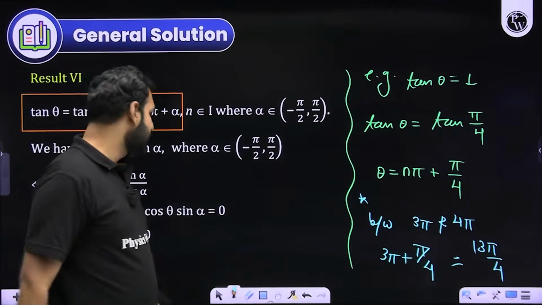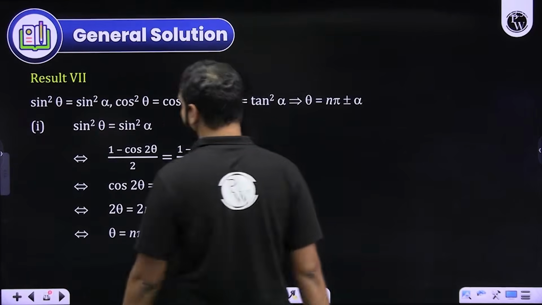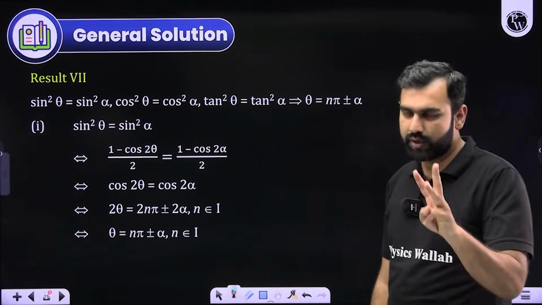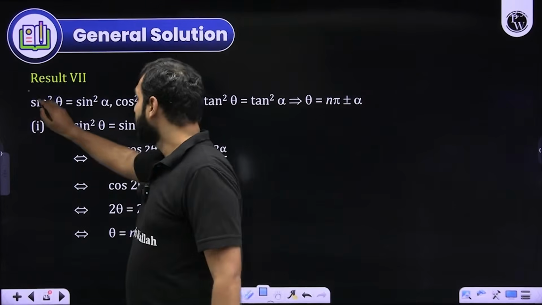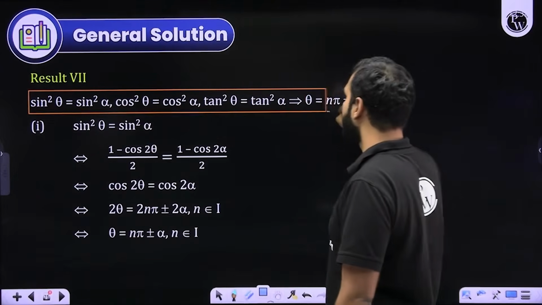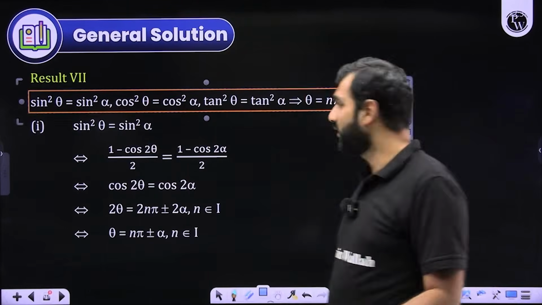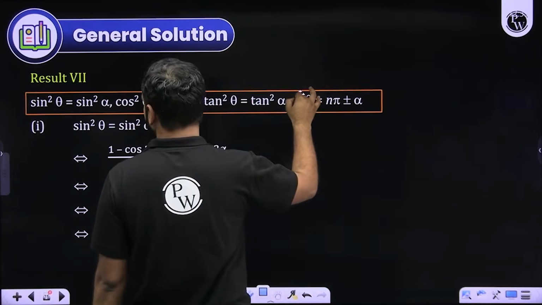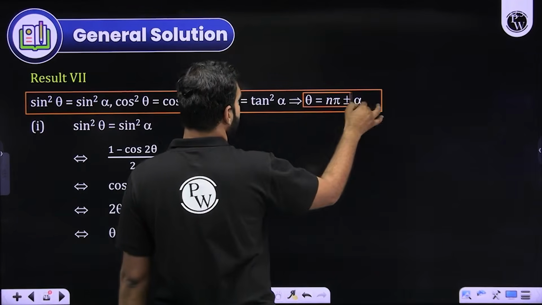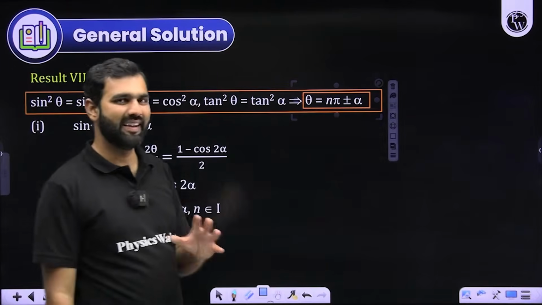Now, let us move ahead towards the next part. What do we have here? If this part is understood by you all, there are some more conclusions. 3 conclusions through one generalized formula only. Sin square theta is equal to sin square alpha, cos square theta is equal to cos square alpha, or tan square theta is equal to tan square alpha is always given by this standard theta is equal to n pi plus minus alpha. For these 3 formulae, there is this one single generalization only.